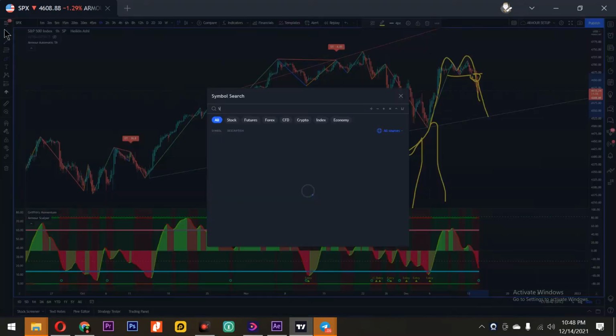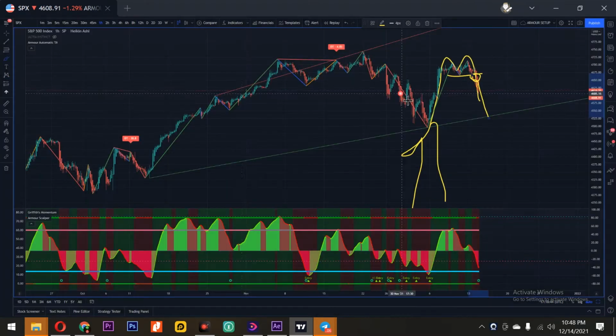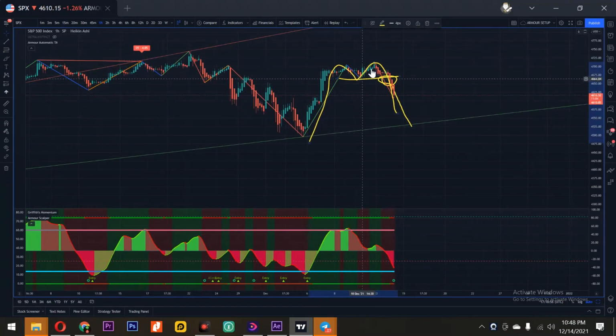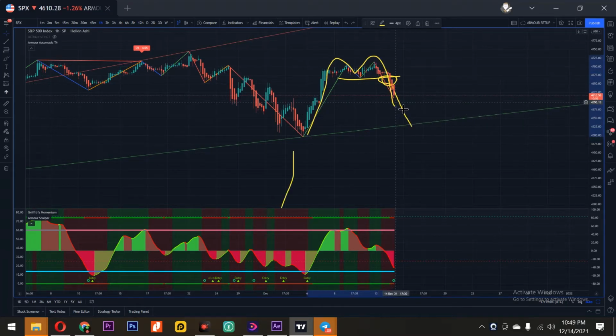Let's just delete this one. Let's drag it a little bit down here. So here is the M pattern. Here is a neckline, and here is entry, and here is a TP. Easy, but there is more to it.